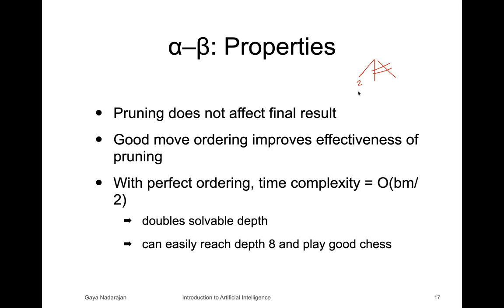And it turns out with this kind of perfect ordering, the time complexity is reduced to b to the power of m over 2. This is really good because it's much smaller than what we had earlier. Imagine, it can actually play chess pretty well, as opposed to waiting for b to the power of m.